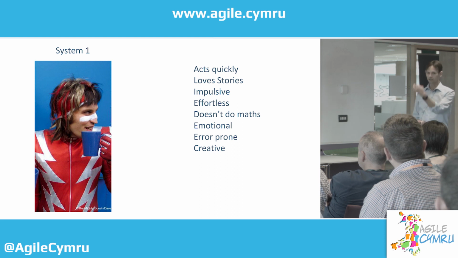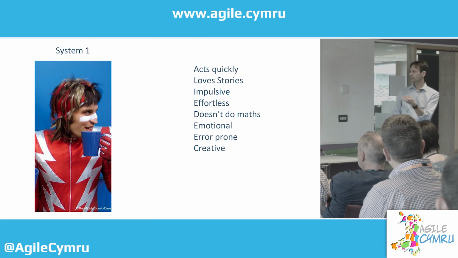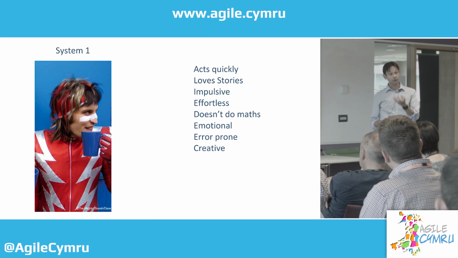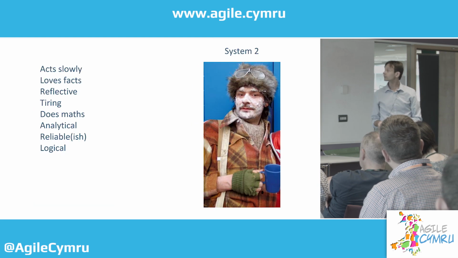And he is like System 1, he's like a front brain, right? Very reactive, loves stories, easily entertained by that. It's impulsive. Everything he does seems to be effortless. And again, that's the important thing about System 1. It doesn't take much energy, but then it doesn't do maths. It's prone to be swayed by emotion, and is quite error prone, but is also very creative.